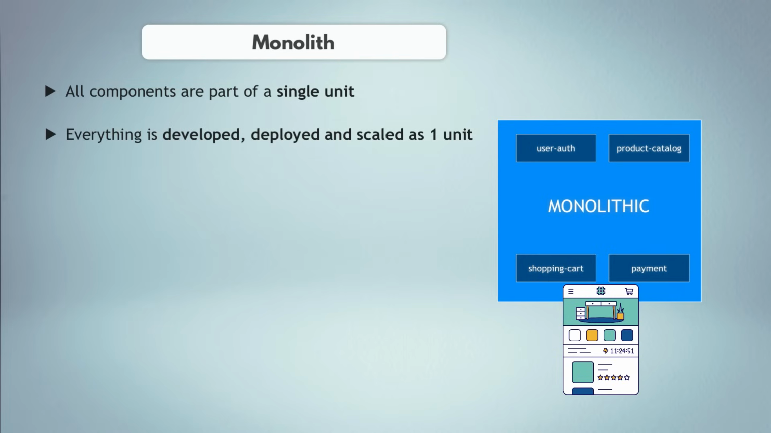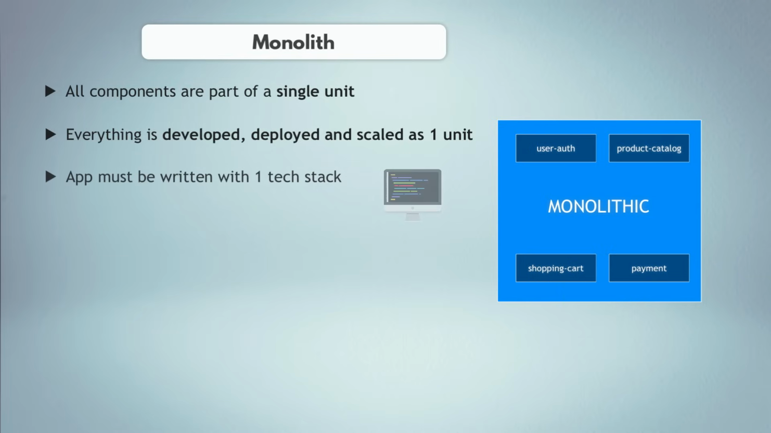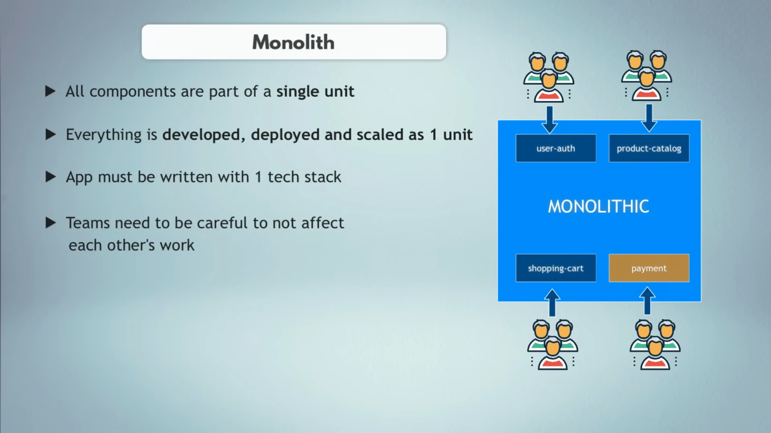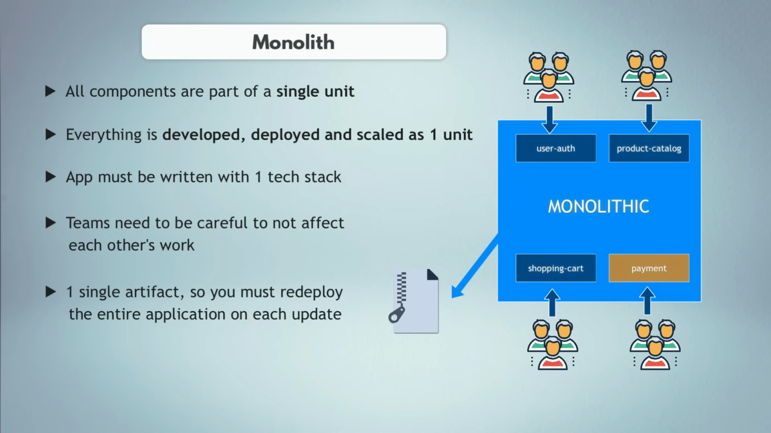Everything is developed, deployed, and scaled as one unit. This means the application must be written in a single language with one technology stack with a single runtime. And if you have different teams working on different parts of the application, they will need to coordinate to make sure they don't affect each other's work. Also, if developers change code for the payment functionality, you would need to build the whole application and deploy it as one package. You can't just update and deploy only the payment functionality changes separately.